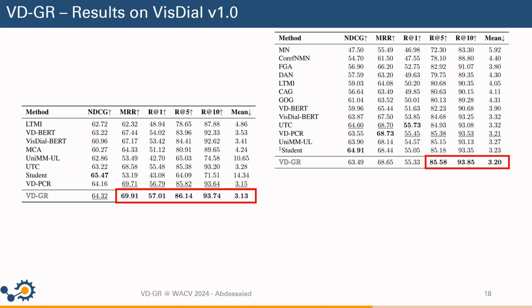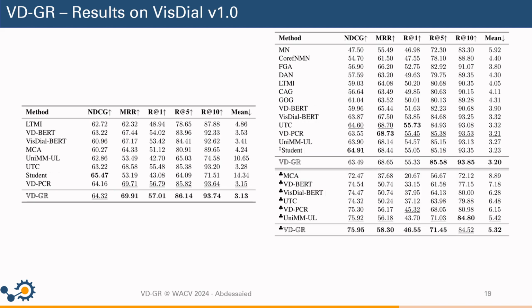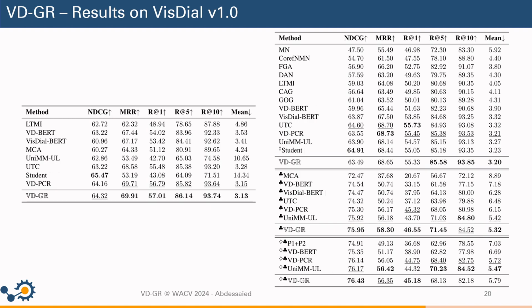As it is standard practice for visual dialogue, we fine-tuned our model on dense annotations to improve the NDCG score, which is the most important metric of the dataset. As can be seen from the table, VDGR managed to achieve a new state-of-the-art NDCG score of 75.95 while keeping high sparse scores. Finally, our ensemble model managed to further increase the NDCG score to 76.43, thereby setting new state-of-the-art results on the task.